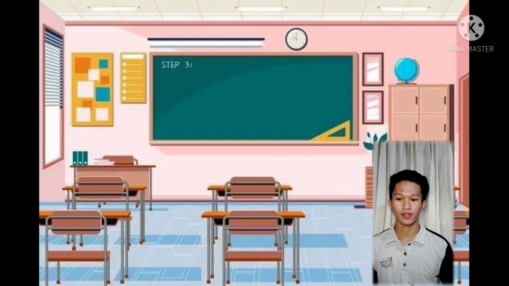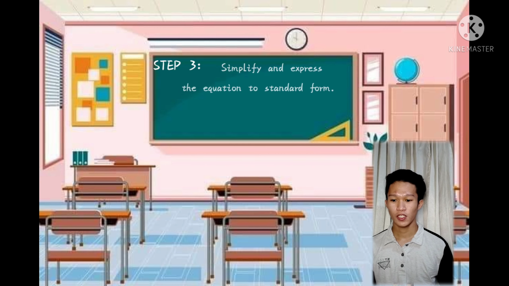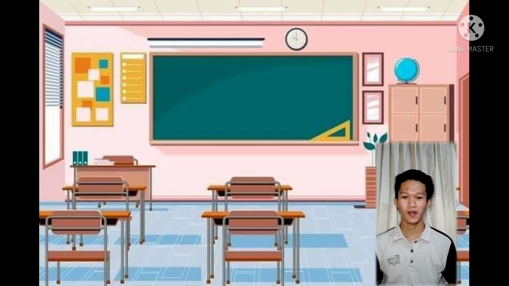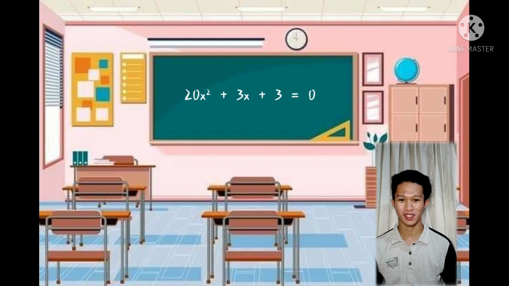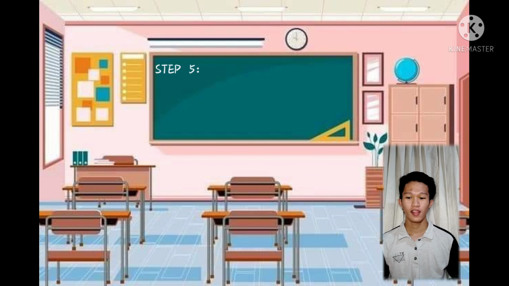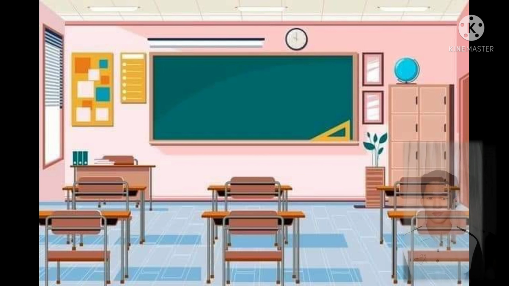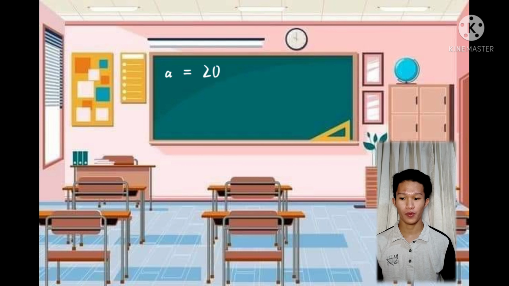So step 3, simplify and express the equation in standard form. Our simplified standard form is 20x squared plus 3x plus 3 is equal to 0. Lastly, identify the values of a, b, and c. For the value of a, we have 20, the value of b is equal to 3, and c is equal to 3.